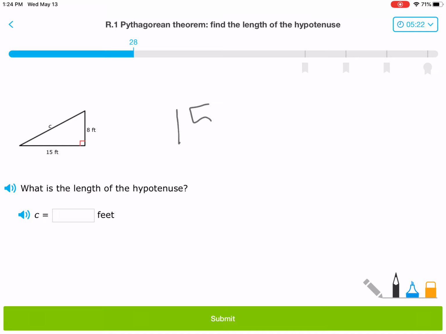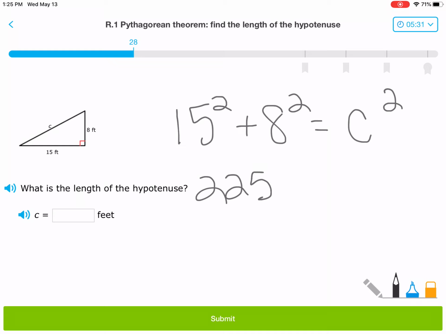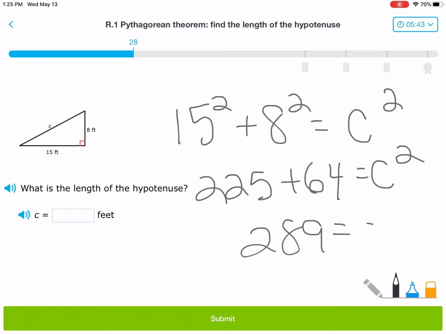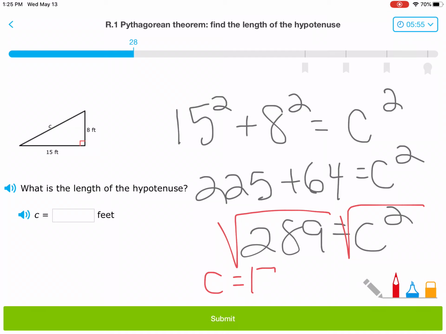Two legs are 15 and 8, or sorry, an 8 squared, not 18. And that's equal to c squared. 15 squared is 225. 8 squared is 64. 225 plus 64 gives me 289. I'm going to take the square root of 289, and c will equal 17.